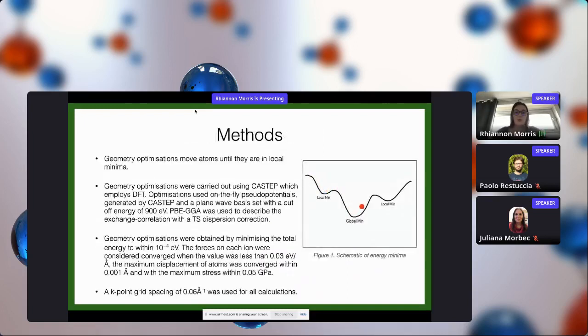So in my work, we're going to focus on the calcium oxalate stones, as these are the most common type. And I do this by using geometry optimizations. All my calculations are carried out in CASTEP, which uses density functional theory. My optimizations use the on-the-fly pseudopotentials generated by CASTEP and a plane wave basis set with a cutoff energy of around 900 electron volts.